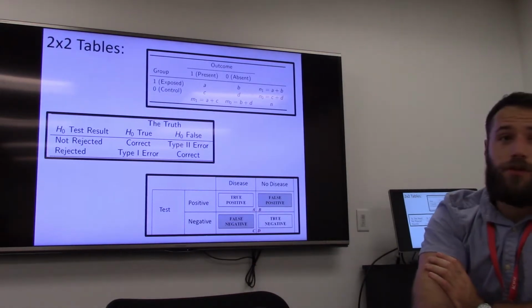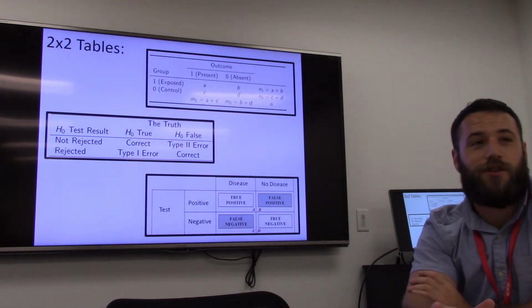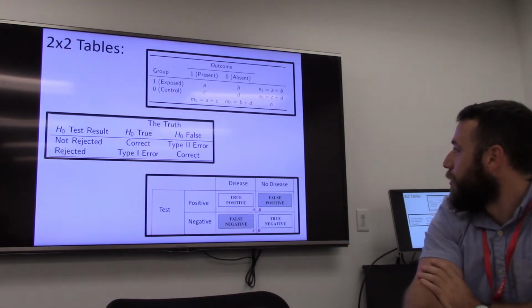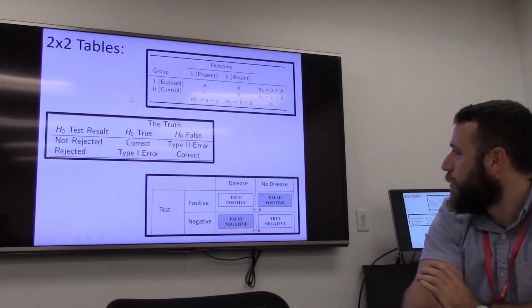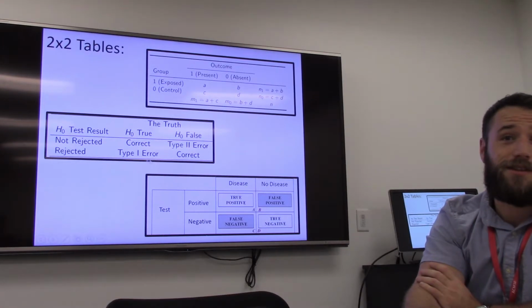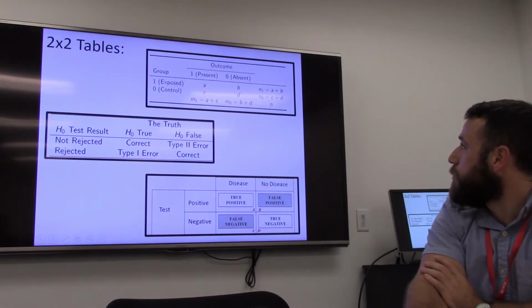All right, so another 2x2 table. I wanted to throw up all the 2x2 tables that we had so far, just so you can look at all of them and try and remember. This one here, the middle one, is from last week. This is hypothesis testing and type 1, type 2 error. This is the one that we just saw now, so this is totally different.